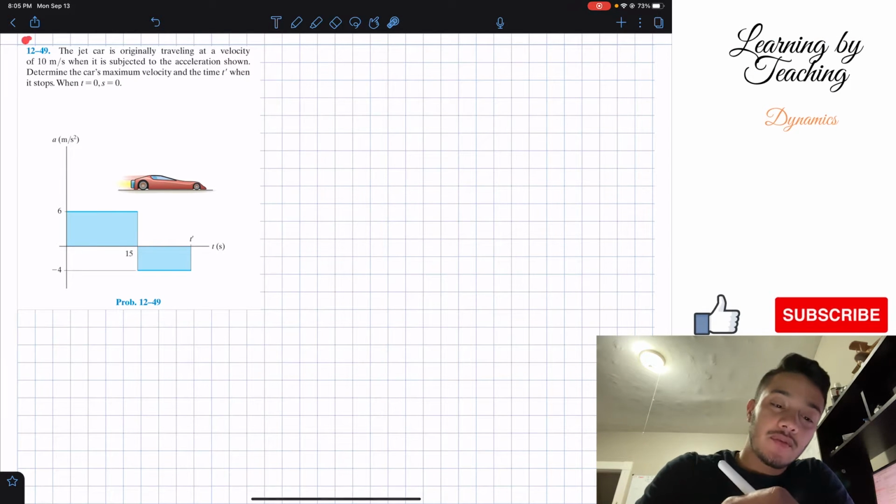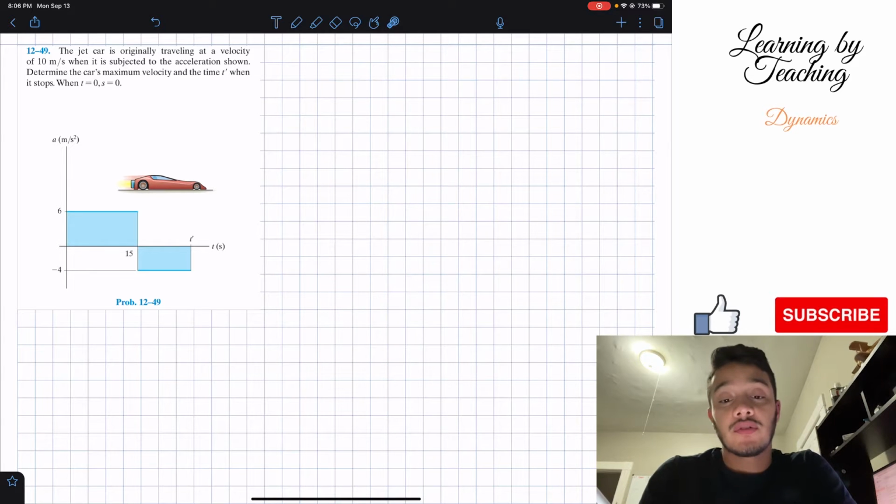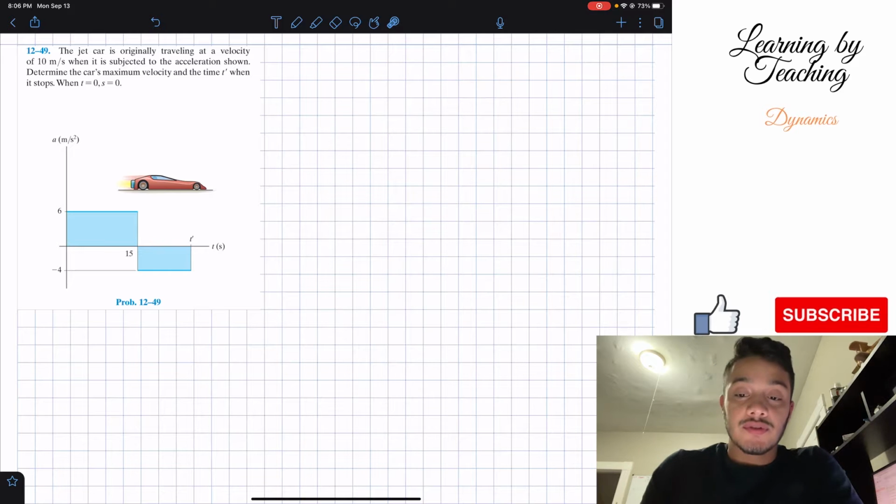Today we're in dynamics and we're going to solve problem 12.49, okay? It says, the jet car is originally traveling at a velocity of 10 meters per second when it is subjected to an acceleration shown. Determine the car's maximum velocity and the time t prime when it stops. When t is equal to 0, s is equal to 0.